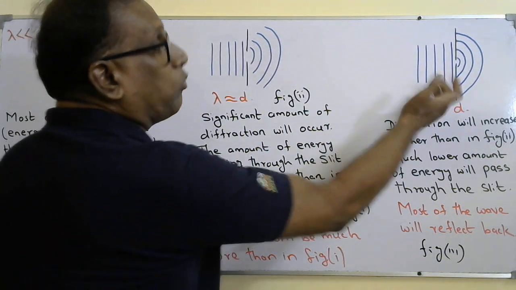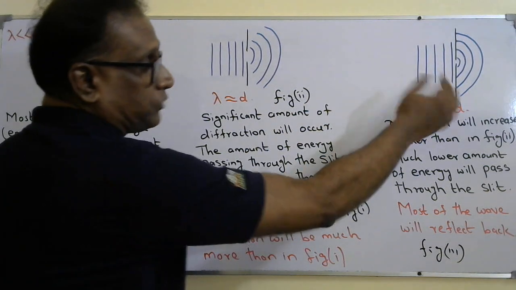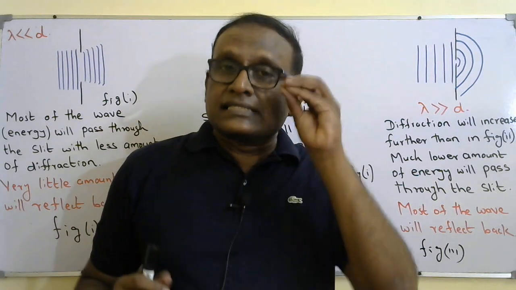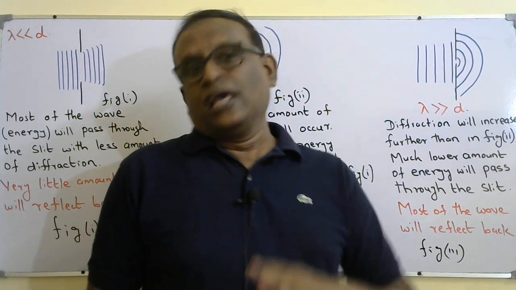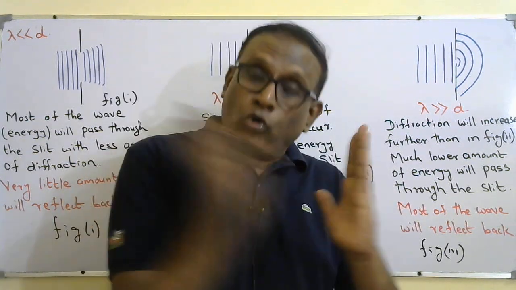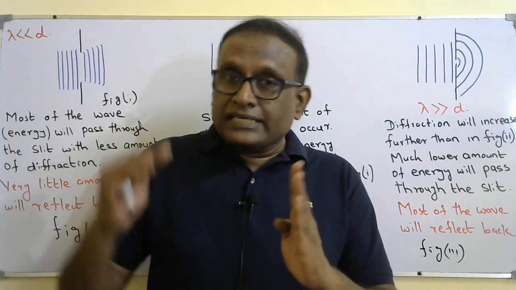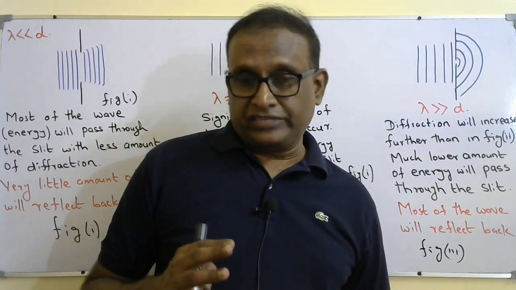So what will happen here? Most of the energy will reflect back in this situation. So remember that when the slit size becomes much smaller than the wavelength, not just small, much smaller than the wavelength, most of the energy will reflect back. A smaller amount of energy will pass through the slit with a large amount of diffraction.